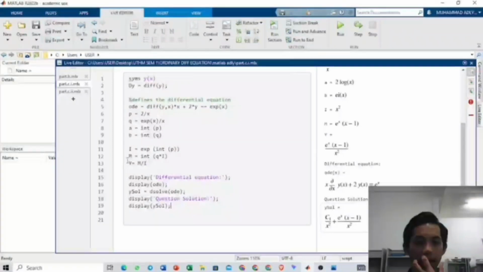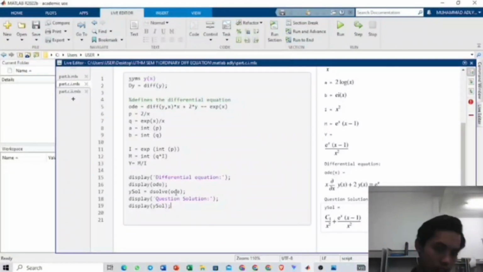Okay, the next line defines the variables p, q, a, b, I, m, and y. These variables are intermediate steps in finding the general solution to the differential equation using the integrating factor method. The display command is used to show the text differential equation followed by the differential equation stored in the ODE. The function dsolve is used to find the general solution to the differential equation defined in ODE. The solution is stored in the variable y sol.